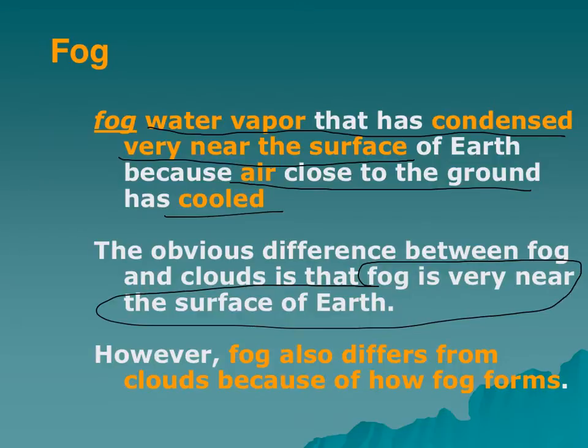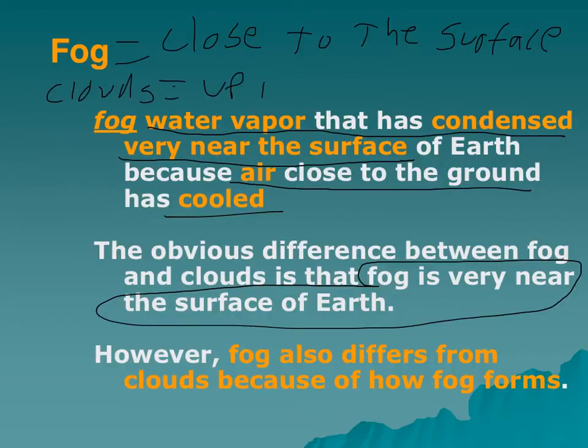However, fog and clouds form in slightly different ways, so there's also a difference because of how the fog forms. But the big thing to remember is fog is close to the surface, and clouds are up in the air. So that's the main distinction between a fog and a cloud.